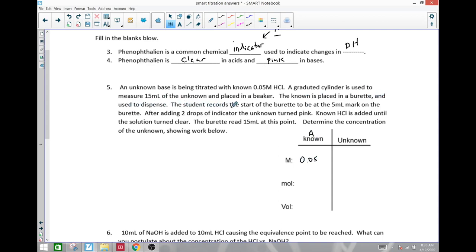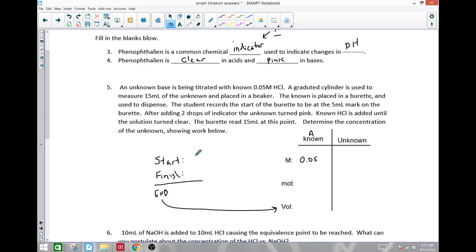The student records the start of the burette to be 5 milliliters. This is another very common little table that we used in lab, and you should also be using it. The burette is, of course, used to dispense the known into the unknown, but we don't want to use all of what we pour in the burette. We want to use the amount that we dispense from the burette, and that's this guy right here. End or change. This guy is just going to be that guy right there.